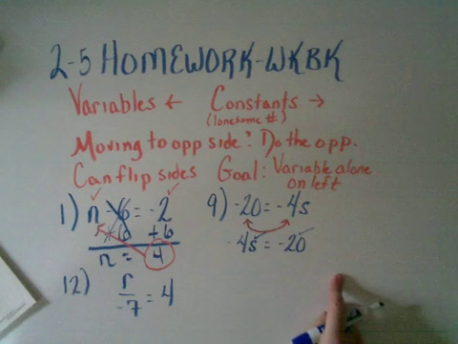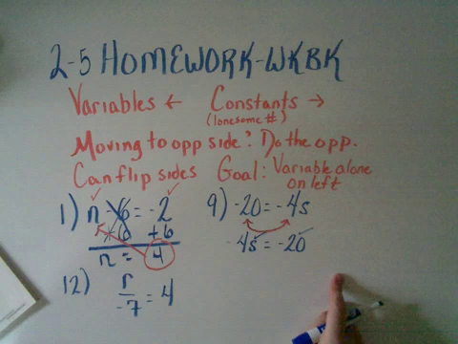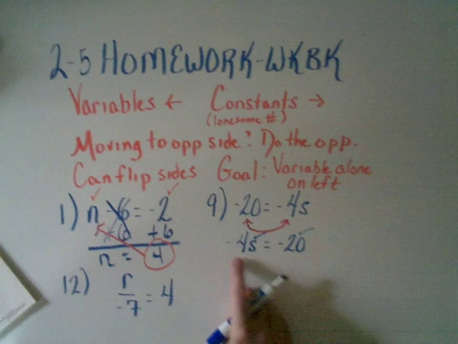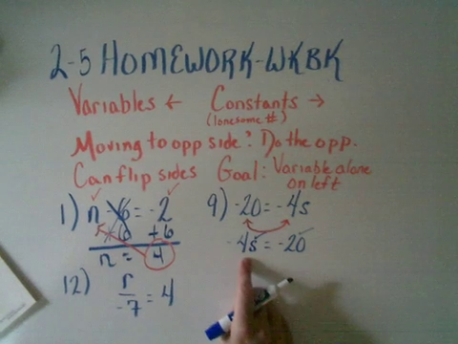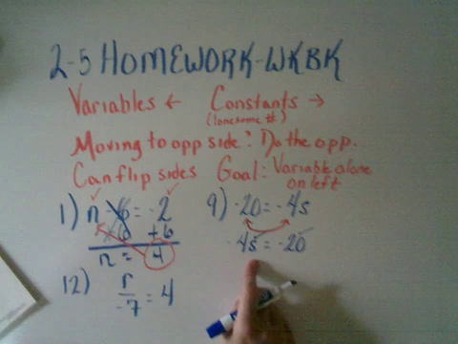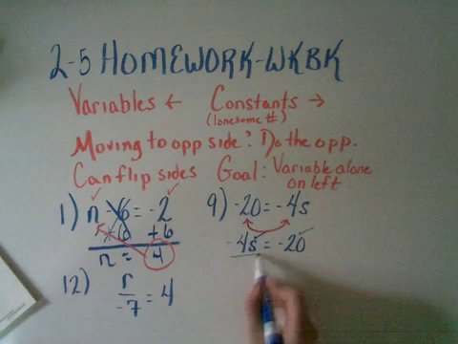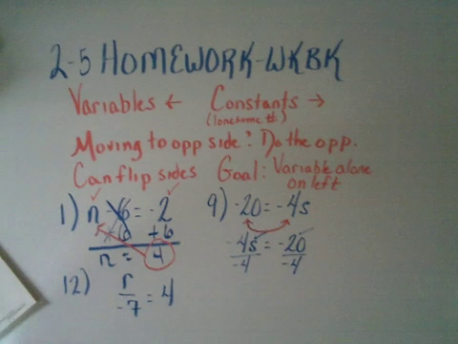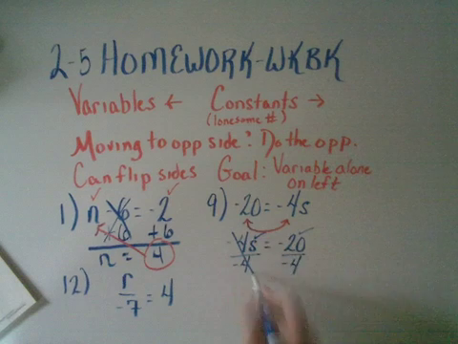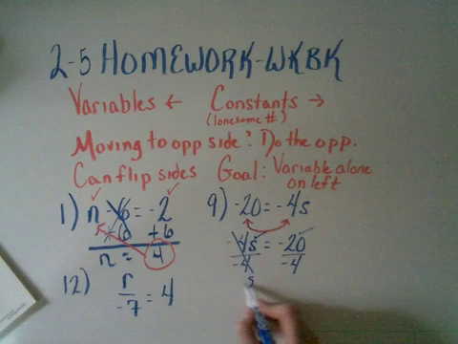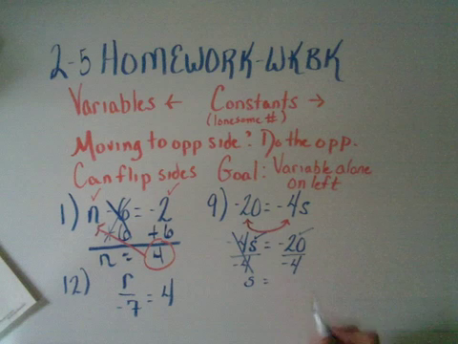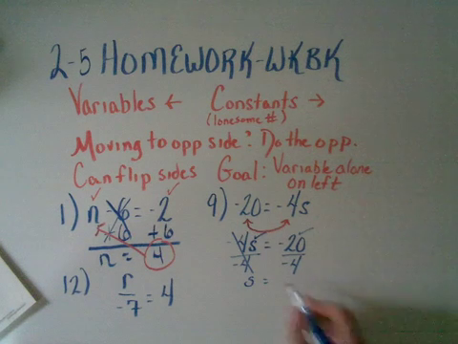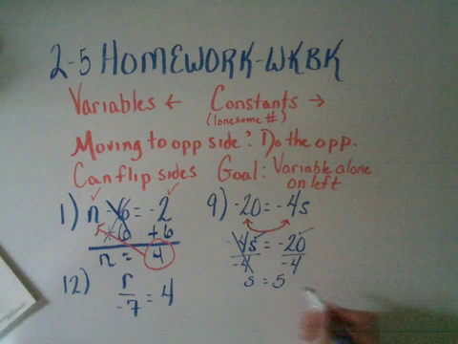Well, again, anytime I want to move something to the opposite side of the equal sign, I have to do the opposite. Well, look at what this equation says right now. Negative 4 times s, multiplying. So to do the opposite means I'm going to have to divide. And I'm going to divide out the negative 4 on both sides. Well, the negative 4's cancel each other out and just leaves me s. And over here I've got negative 20 divided by negative 4. Negative 20 divided by negative 4 is positive 5.